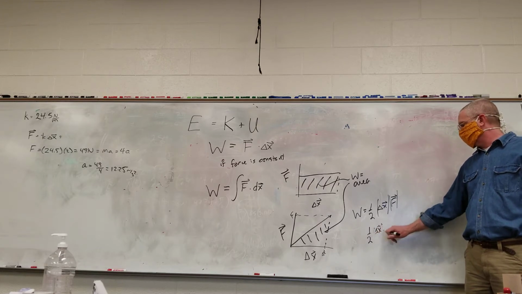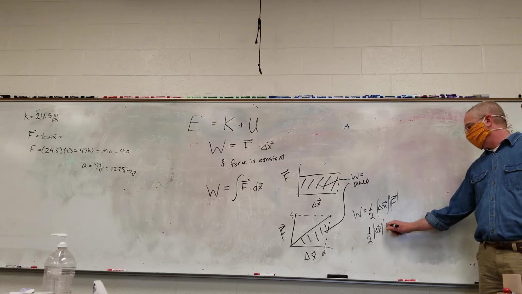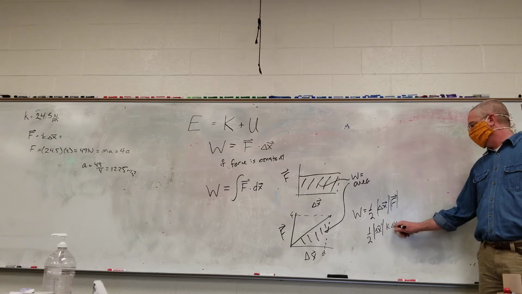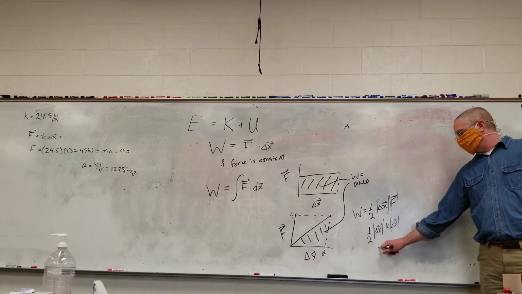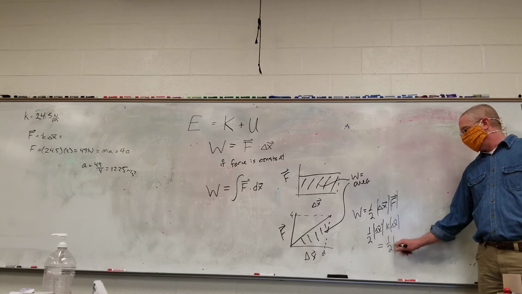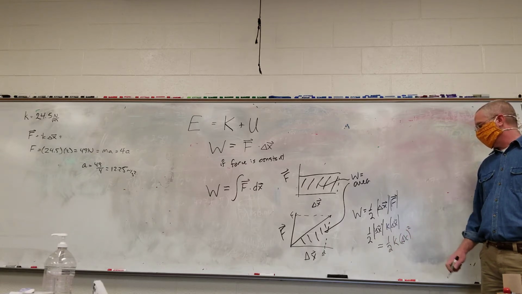The force is equal to K delta X, so I'm left with 1/2 times the displacement. My notation's getting sloppy here. Times the magnitude of the displacement times K delta X. In essence, what we're left with is 1/2 times the spring constant times the displacement squared.